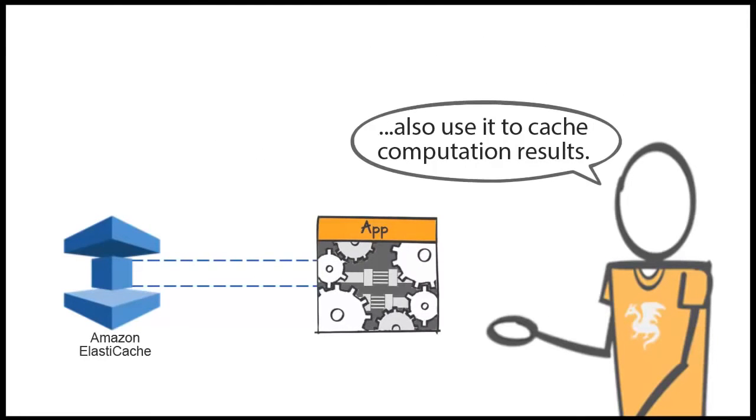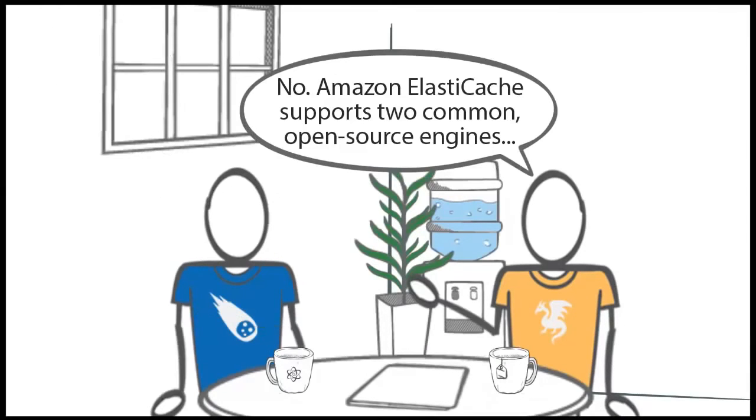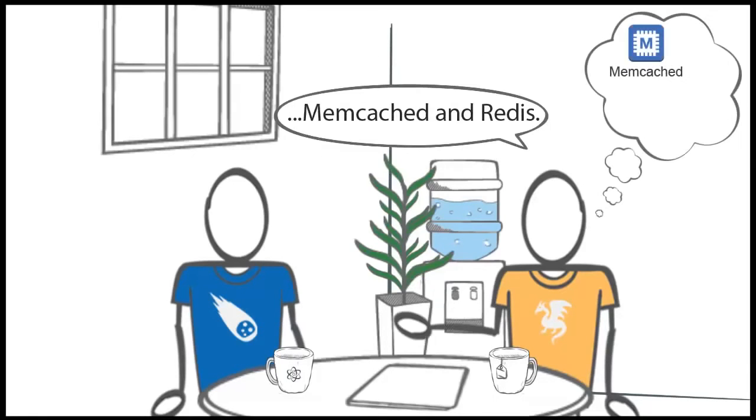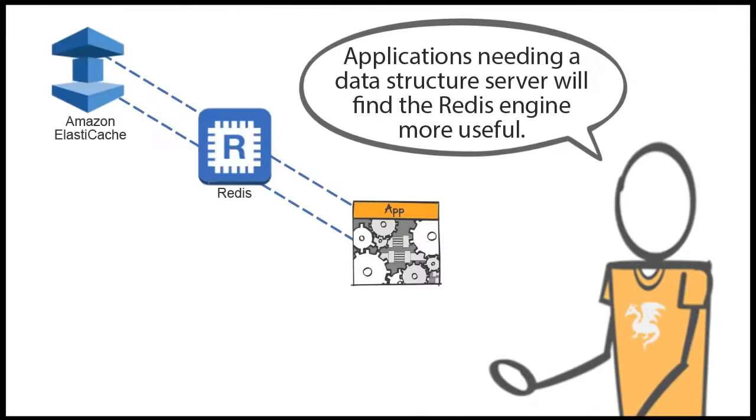cache computation results. Will I have to learn a proprietary API to use Amazon ElastiCache? No. Amazon ElastiCache supports two common open-source engines, Memcached and Redis. How do I choose between the two?